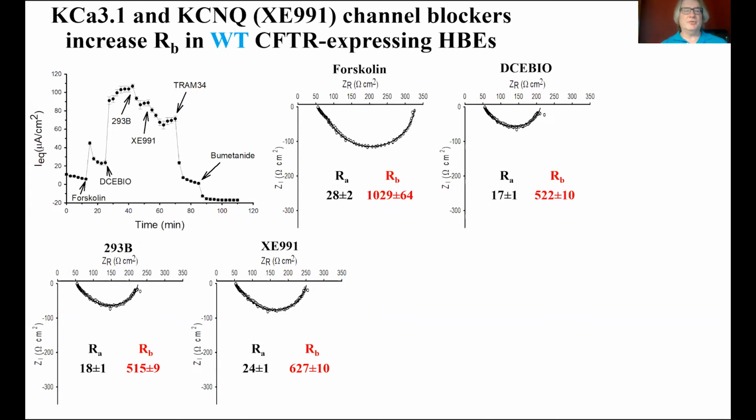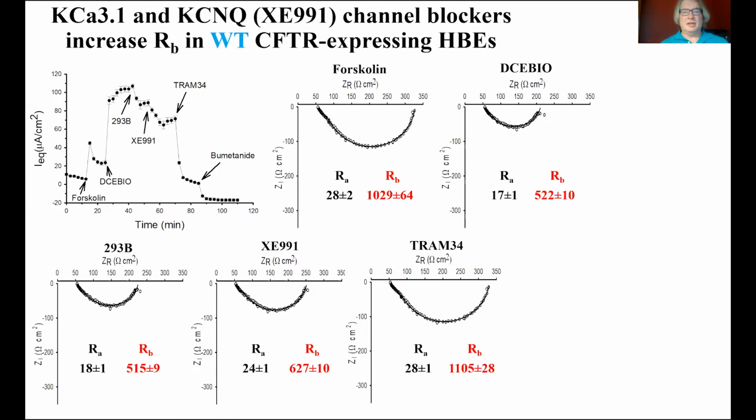Addition of TRAM34, which is a specific inhibitor of K-calcium 3.1, produced a nearly complete inhibition of the current induced by Forskolin and DCBIO. And that, again, had very little effect on the apical membrane resistance, but increased the basolateral resistance by nearly 500 ohm centimeters squared. This is consistent, again, with K-calcium 3.1 being expressed on the basolateral cell surface and being blocked by TRAM34.